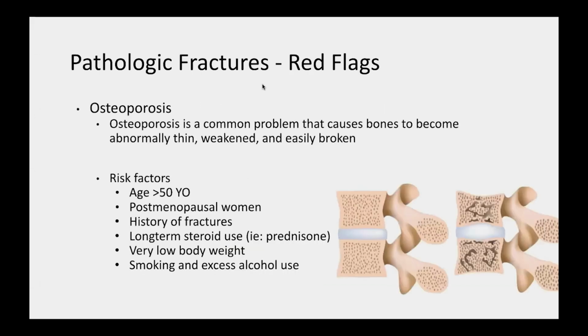Osteoporosis, one of those conditions that can put you at risk for pathologic fracture, is a common problem that causes bones to become abnormally thin, weakened, and or easily broken. In terms of the name osteoporosis, osteo means bone, porosis means more porous. So we see on the image here, on the left, a normal healthy spinal segment. On the right, spinal vertebra or vertebral bodies that have a little bit more pores and slightly having defects within the vertebral body, likely resulting from osteoporosis.